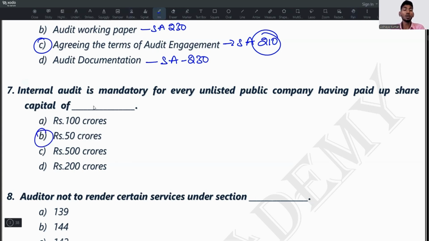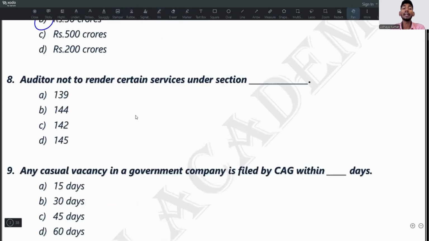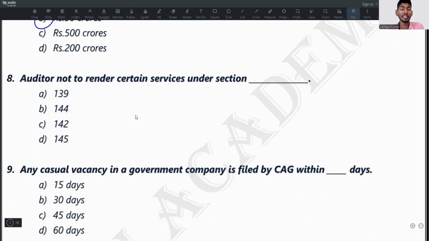Clear? Next question: auditor not to render certain services under which section? We have discussed each and every section in our statutory audit, right? Company audit. So the right answer is section 144. Section 144 states that the auditor is not to render certain services. You can try to recollect all those 9 services I told you in our regular classes, right? Please try to answer those services.